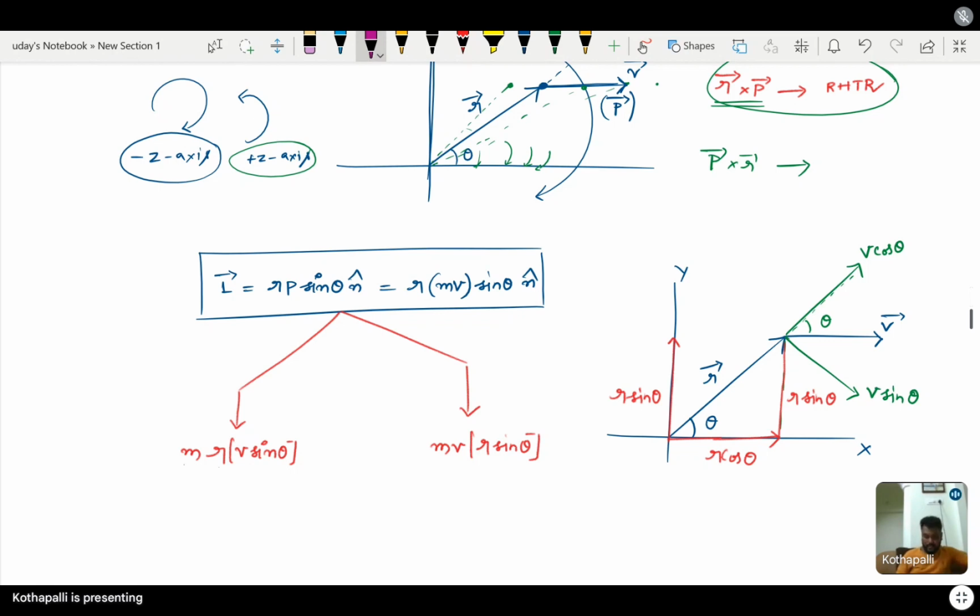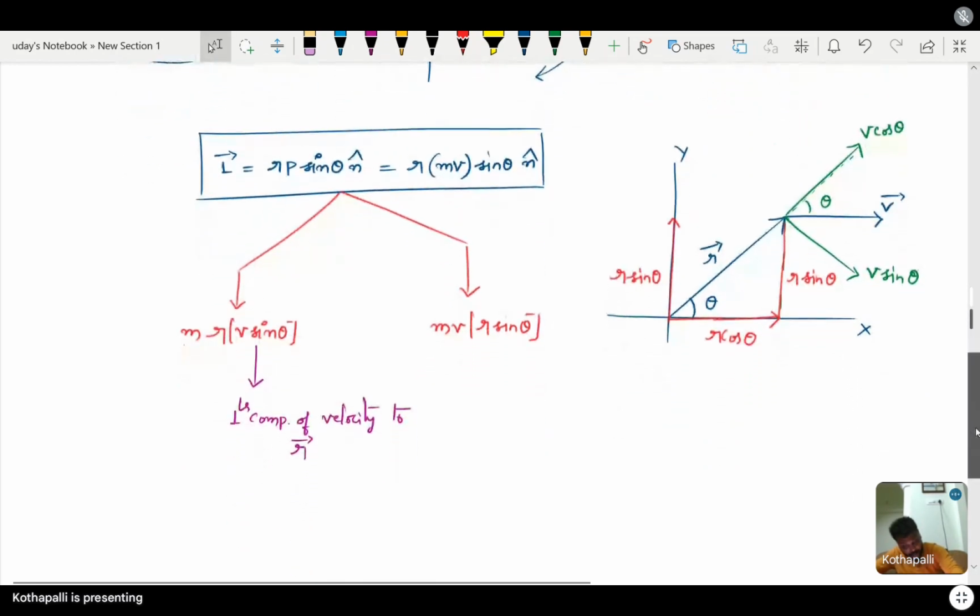M and R. M is mass. R is the magnitude of the position, which means this length. And V sin theta. What is V sin theta actually? V sin theta is the perpendicular component of velocity to the R vector. That is the perpendicular component of the velocity to the position vector. That is what V sin theta is.